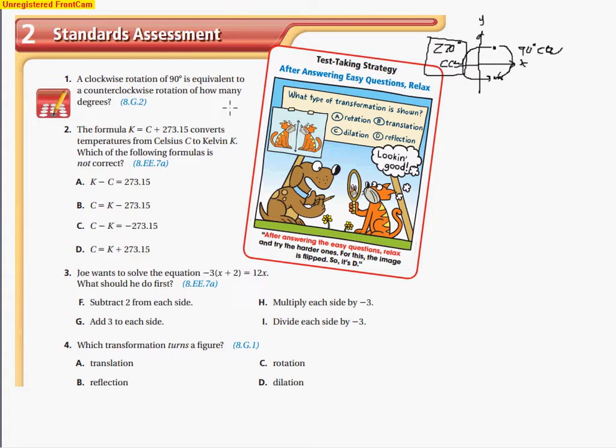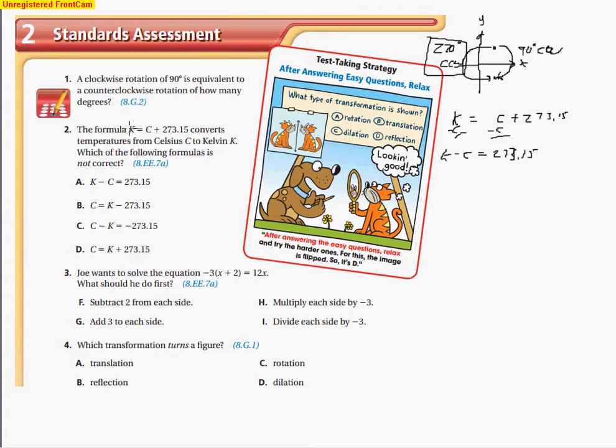And moving on to number 2, it says the formula K equals C plus 273 converts temperature from Celsius to Kelvin. Which of the following formulas is not correct? So all we have to do is just modify this formula and see if we can get these. So yes, I see number 1 is okay, because notice what they did there. They have K equals C plus 273.15, and they just subtracted the C. So think about just opposite operations, and whenever you move something to the other side, it just switches signs, and that's all. So you can see definitely I can do this, so that's fine.